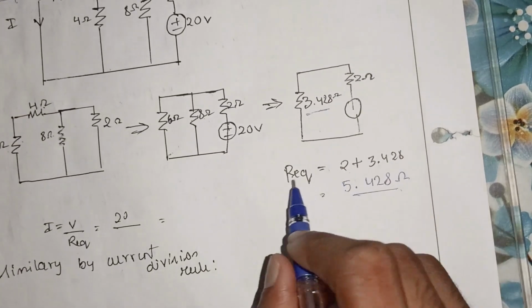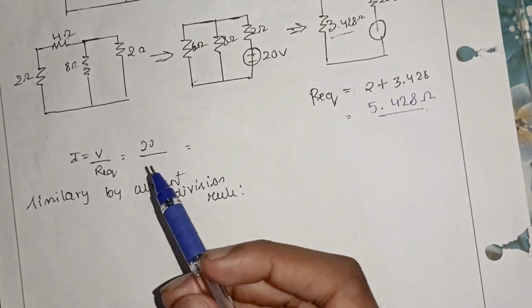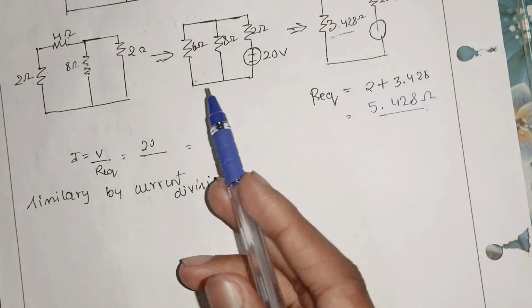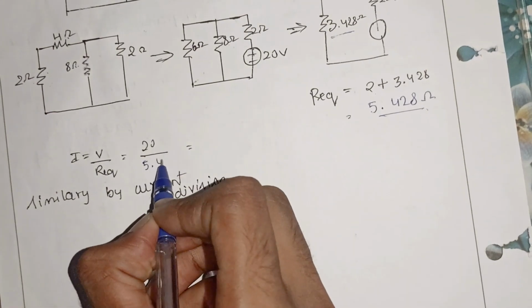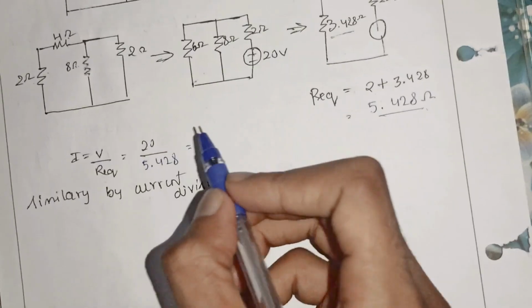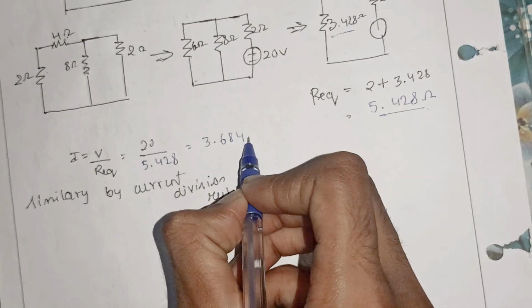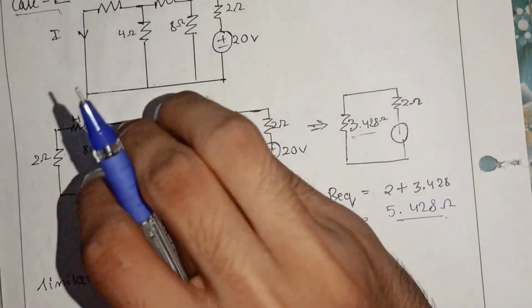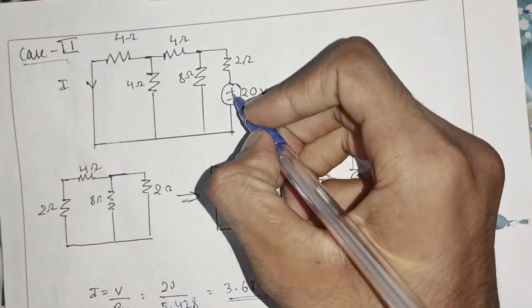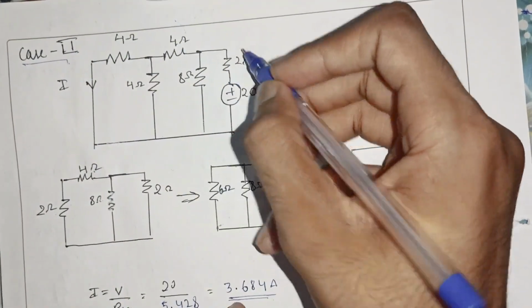5.428 ohms. So by Ohm's law, we know that V is equal to I into R, but in this case R is replaced by R equivalent. So 20 divided by 5.428, you get the value of I equal to 3.684 amperes. So the net current that is emitted by this 20 volt source, considering all these resistance parameters, is 3.684.